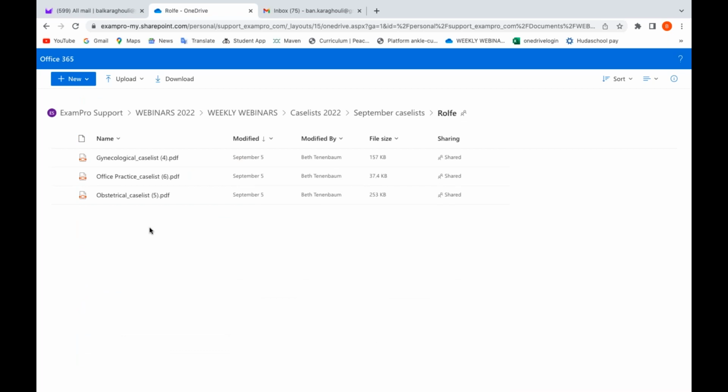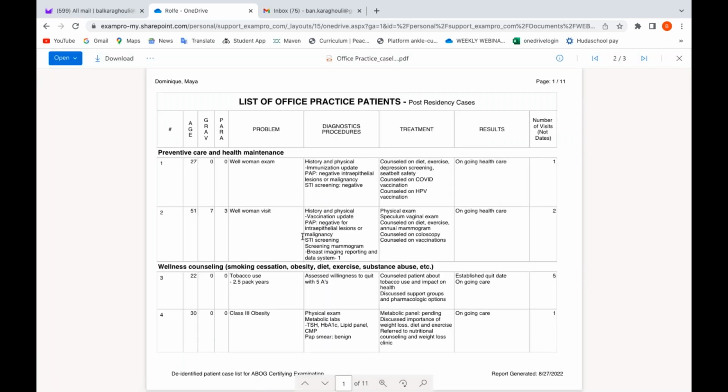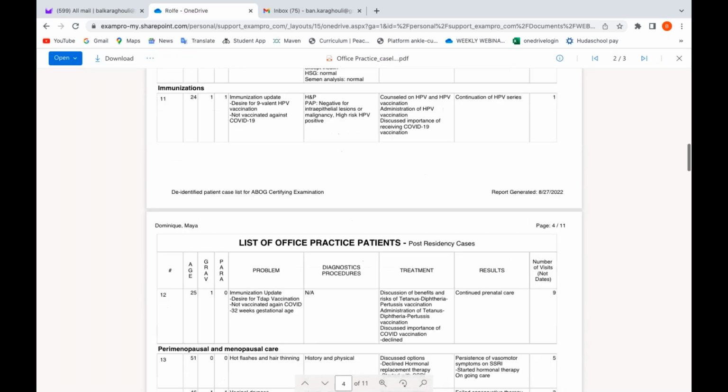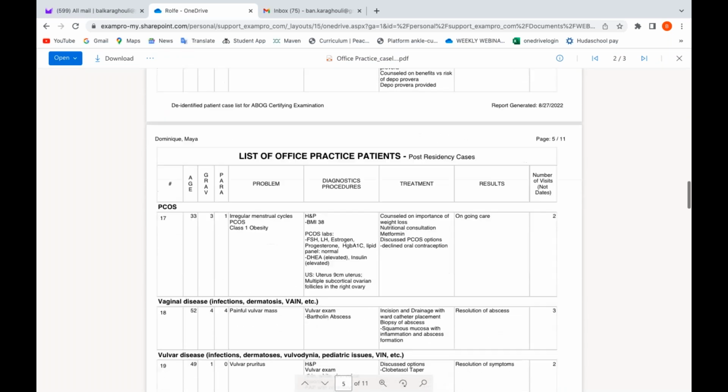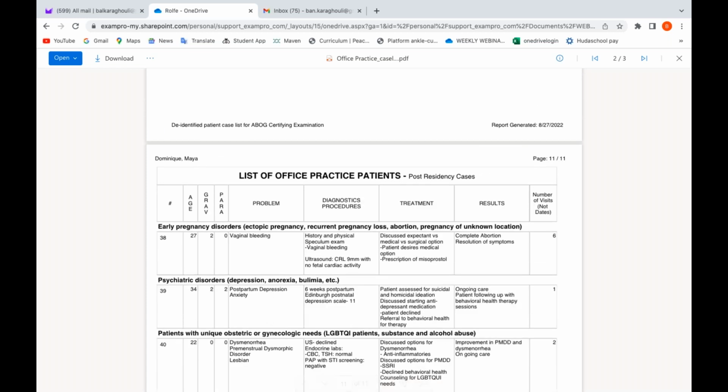Which one do you want to go over? Which case list? Office. Okay, do office. You have anything in your office case list that worries you? I would say something from the end. Is there any particular case? Let's talk about postpartum depression.